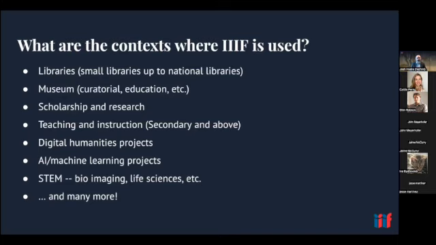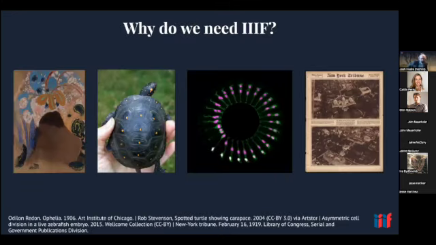Elements of digital humanities. Also, IIIF wasn't designed for artificial intelligence or machine learning, but it is very useful for making those projects more efficient. We're seeing use cases in STEM, so bioinformatics, life sciences, medical imaging, things like that. All of these different cases are where IIIF adds value. But maybe stepping back a second, why do we need something like IIIF? Why are all these places adopting it?